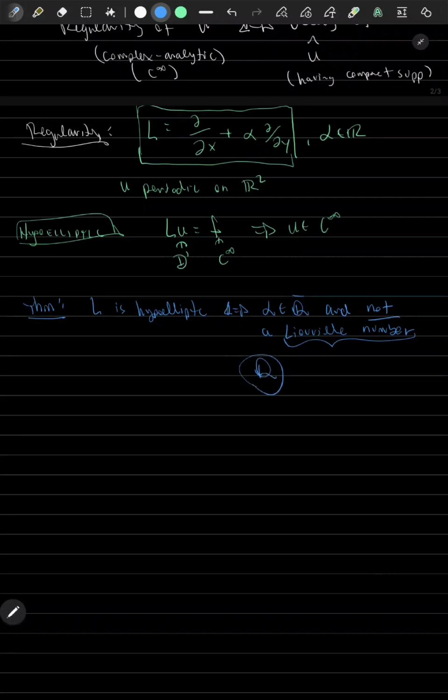So we have the rational numbers and the irrational numbers. The Liouville numbers, you can think of, I guess, just in your head as something really close to the set of rational numbers. So it's these guys here. So for this operator to be hypoelliptic, we're looking for these guys. We're looking for alpha as far away from the rational numbers as possible.